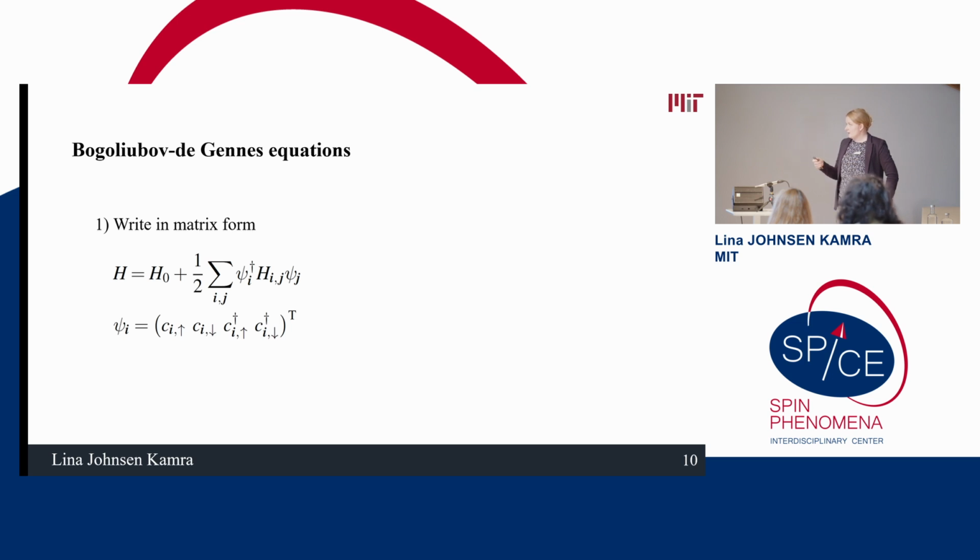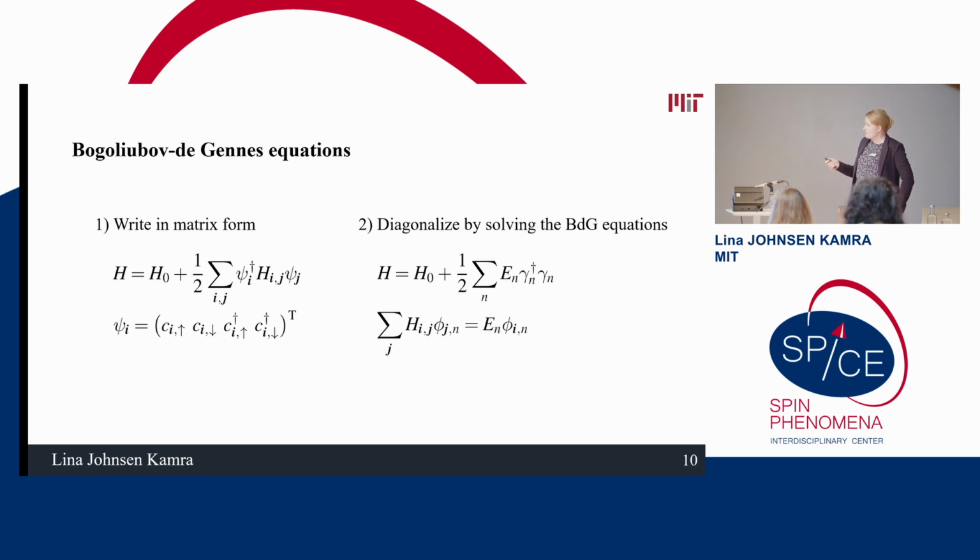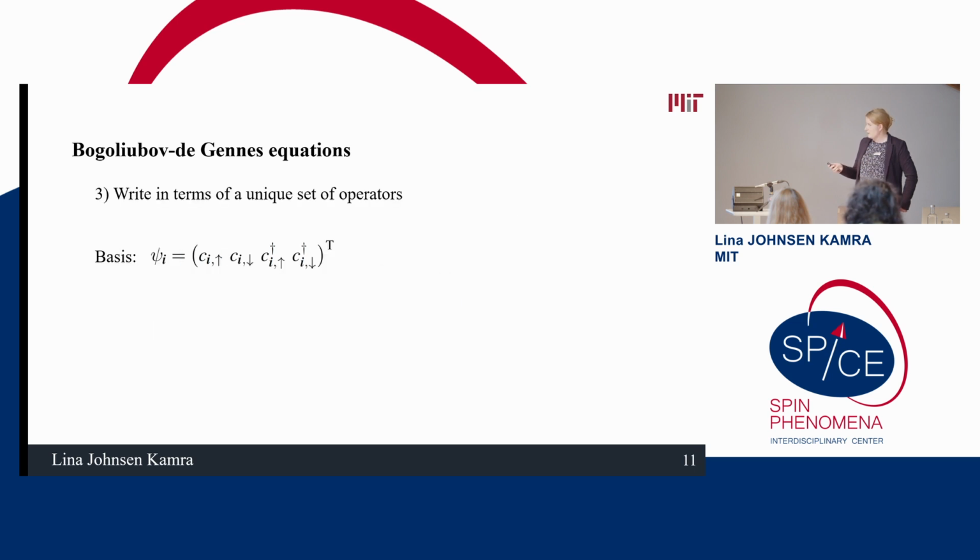Now, we write this Hamiltonian in a matrix form, and this allows us to diagonalize it numerically by solving the Bogoliubov-de Gennes equations. Through this method, we obtain all the eigenenergies and eigenvectors of the system, and we can calculate observables. This is really all you need to know, but I will tell you about a few more details for the ones who are interested.